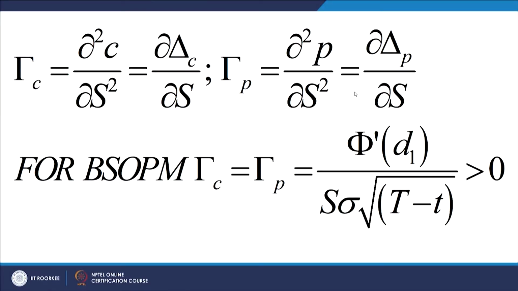It is the first derivative of delta or the second derivative of the call price. For the Black-Scholes formula, this is the expression that we get from deriving. That derivation is shown in the end of this presentation, but this is what it is.